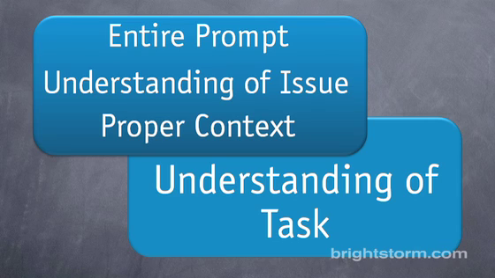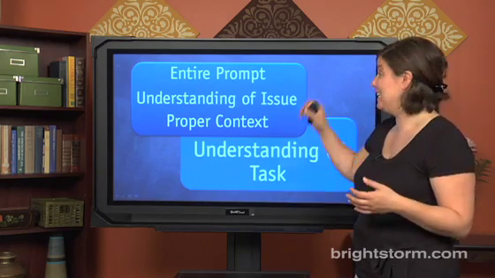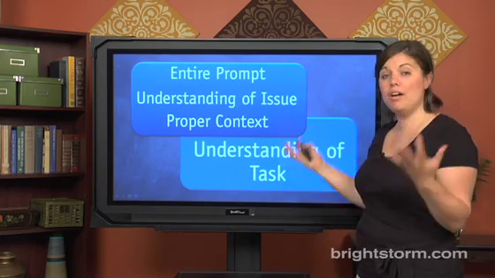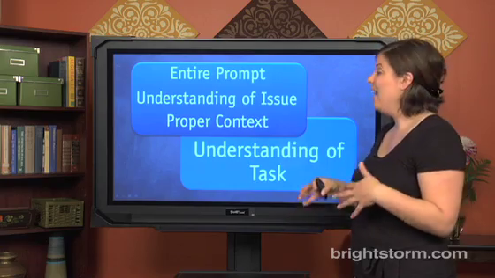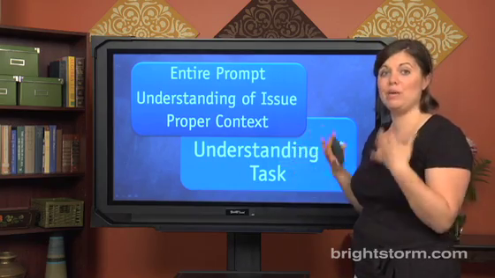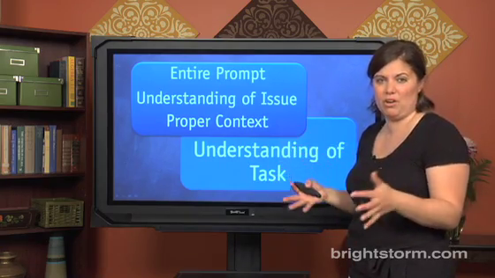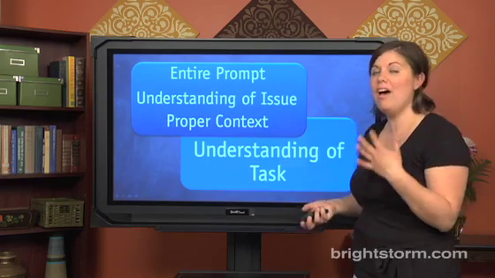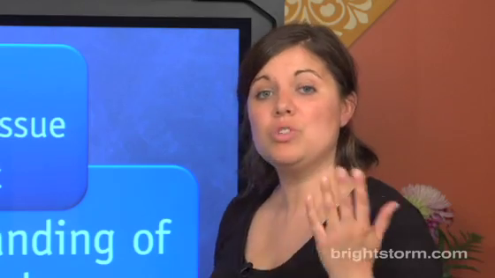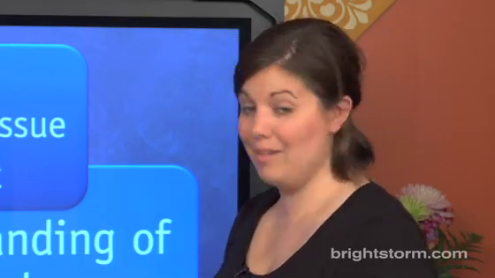The first thing that the scorers of your ACT writing test are going to be looking for is to see that you understand the prompt. That means that you have addressed the entire prompt, that you've shown an understanding of the issue at hand, and that you've discussed the issue in a proper context, or in other words, picked up on all the crucial details of the actual prompt. So what I want you guys to do now is go to the bonus materials and print out sample prompt number 1.